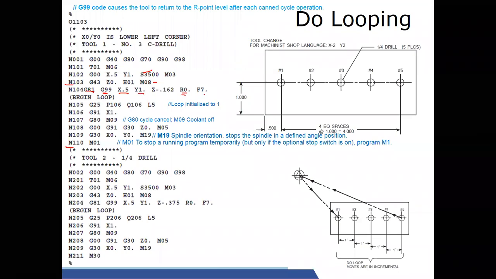G81 is the drilling cycle we are calling in. X.5 Y1 means your drill bit will go to this particular place, and Z is minus 0.162. All values are in inches. So this drill is made. Okay. Next, the loop begins here. G25 means the cycle loop initialization. P0, P means the starting block. Q is the ending block. Here starting block and ending block are the same. This particular line will be executed 5 times.